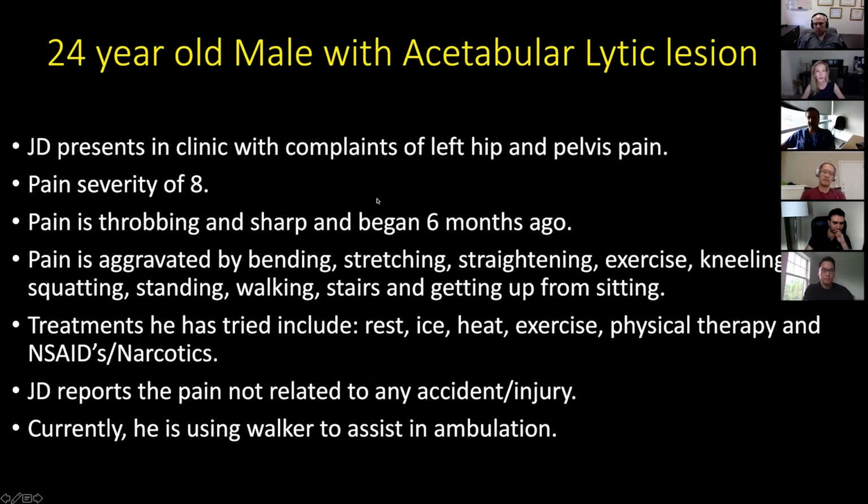Being in the Army, he had a very high pain threshold. He tried everything under the sun to help with his pain. Nothing really helped him, and he was let go from the Army. That's when he came to our hospital, my previous hospital, not at Hopkins. When he came, he was using a walker to assist in his ambulation, and he was a 24-year-old guy.